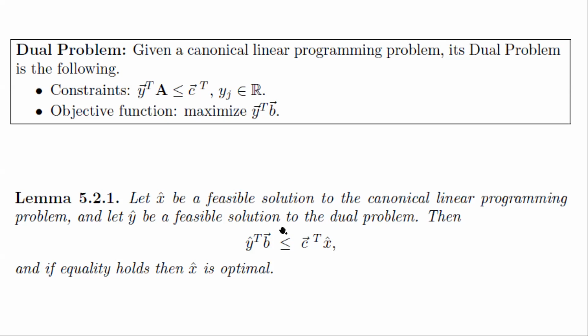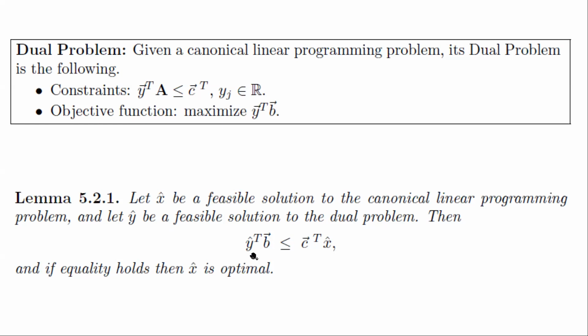that if you have a feasible solution to the original problem and a feasible solution to the dual problem, then this dot product involving the dual solution is at most this dot product for the original. And if equality holds, then your x hat is optimal for the original problem. So what's wonderful about this, what's amazing about this, is you can tell how close you must be to the true solution.